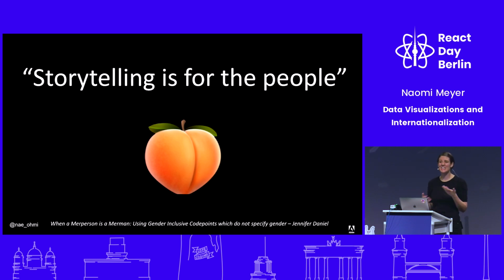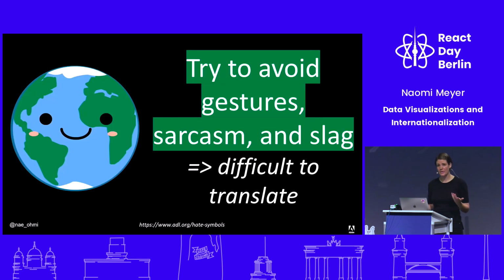So emojis can change and are dynamic. That's why it's really important to be aware of the current context of an emoji. A good rule of thumb is to try and avoid gestures, sarcasm, and slang, because these are really difficult to translate, and they're often mistranslated.